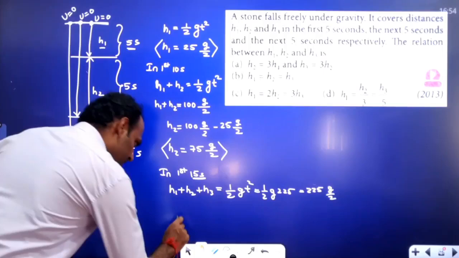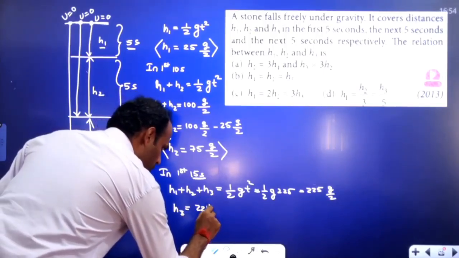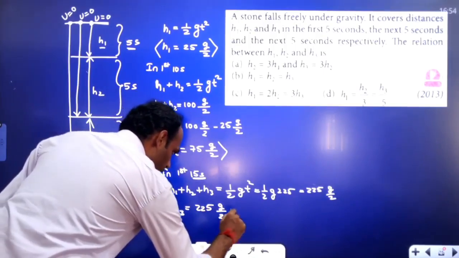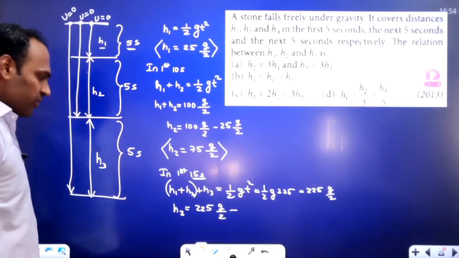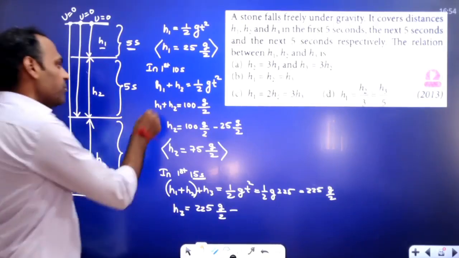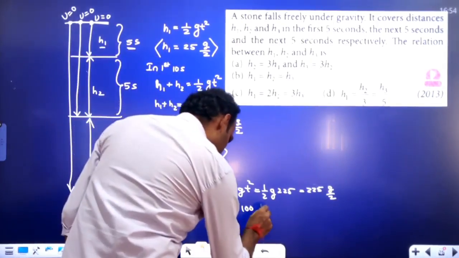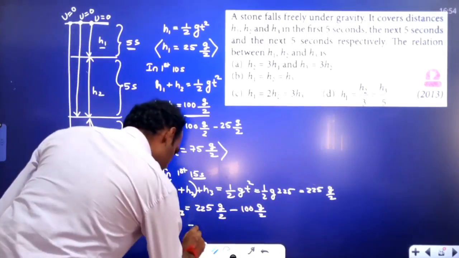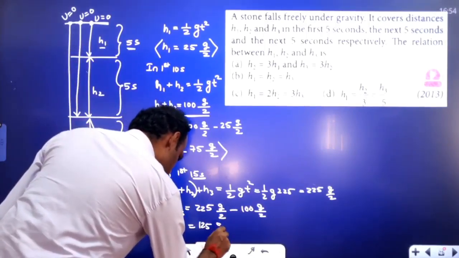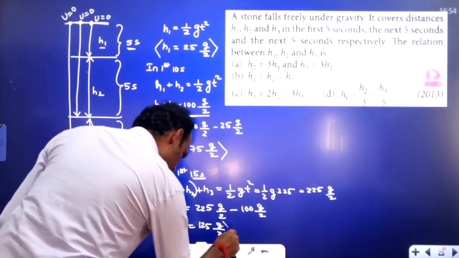I want h3. So h3 is equal to 225 g by 2 minus h1 plus h2. How much is h1 plus h2? It is 100 g by 2. So I will write it as 100 g divided by 2. So 225 minus 100 will be 125 g by 2. So h3 is 125 g by 2.